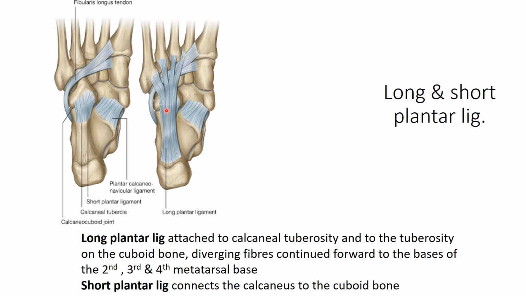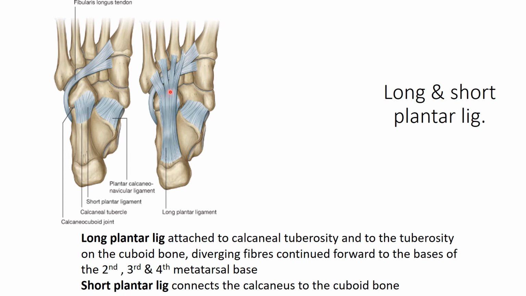And from here, from this proximal part, the fibers are attached to the tubercle and ridge over this cuboid, and from here the slips diverge and are attached to the bases of the second, third, fourth and even the fifth metatarsal. So in this way, this ligament, the long plantar ligament, though it is thinner, supports this shallow lateral longitudinal arch.